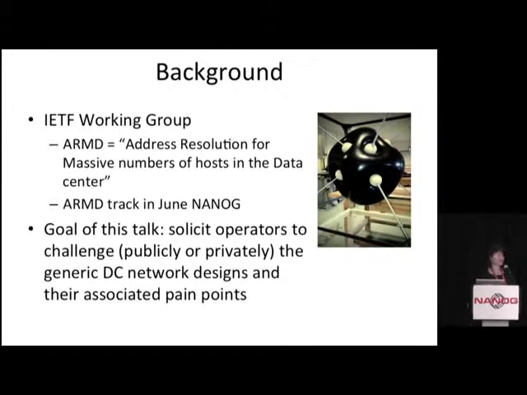The goal of this talk is this: during our communication with various data center operators, some of them expressed that they don't really want to disclose their issues and problems publicly. So we put together some generic data center designs and pain points. Hopefully, you operators can challenge those issues and designs, tell us where some of the designs are not correct, or give us more input on what other problems you may have seen.